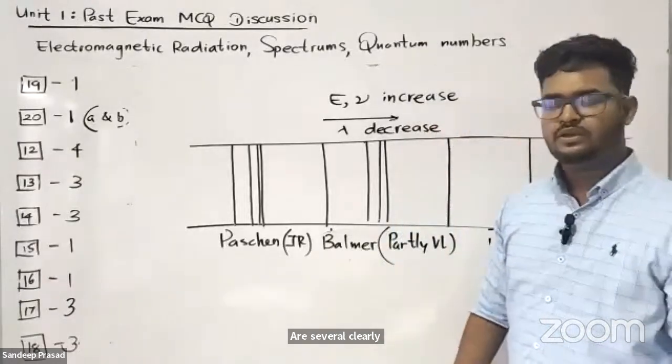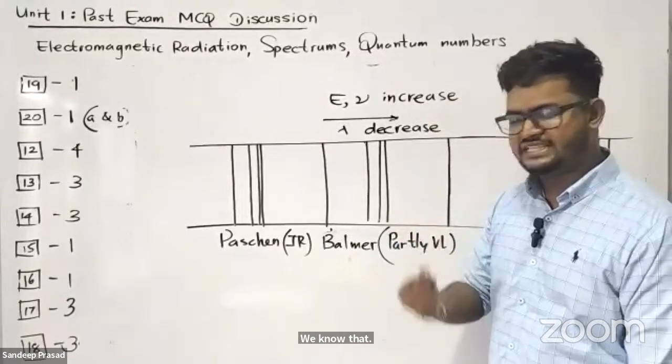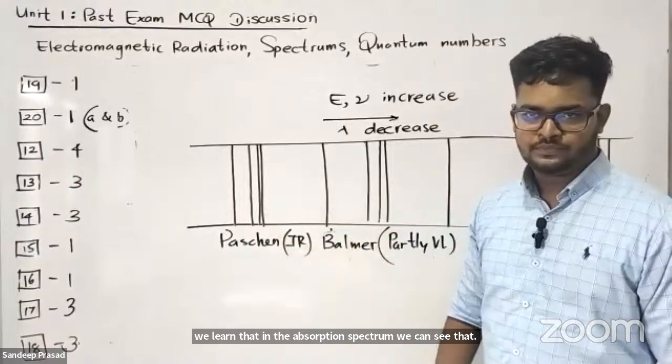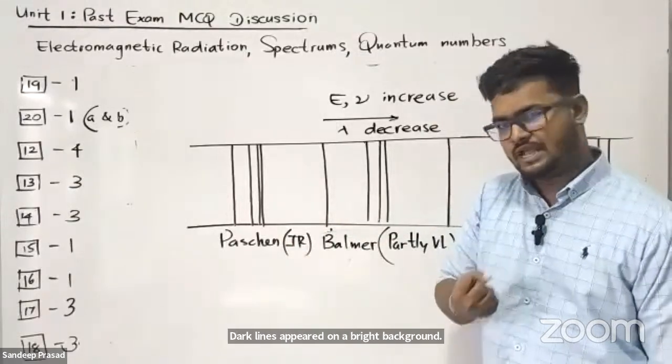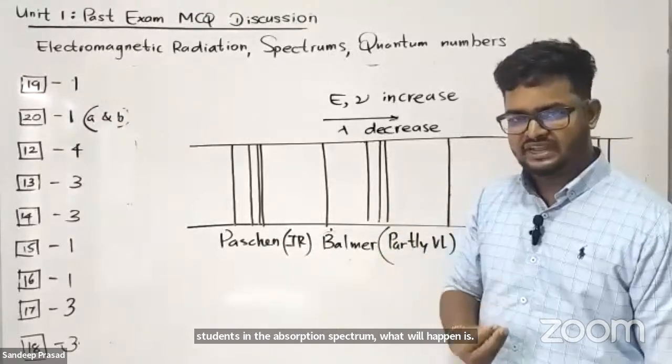The dark lines of an absorption spectrum do not occur as several clearly distinguishable series of lines. That is wrong. We learned that in the absorption spectrum, we can see dark lines appearing on a bright background. Because, students, in the absorption spectrum, what happens is the electrons go to higher energy levels by absorbing the energy.